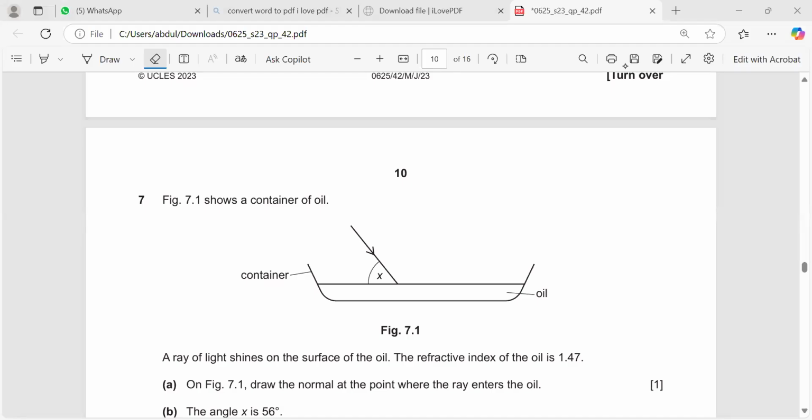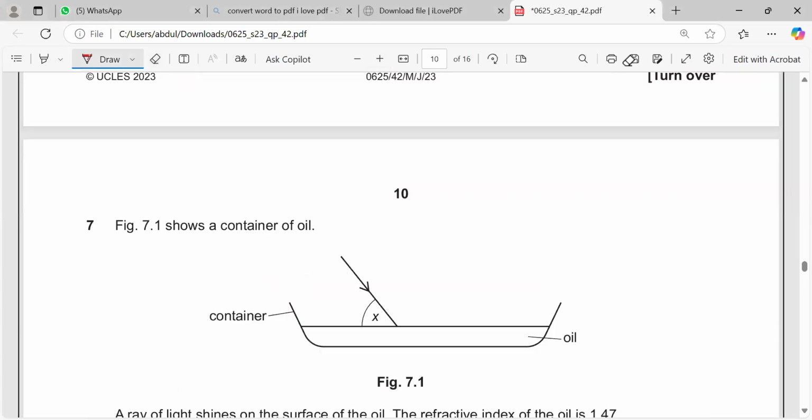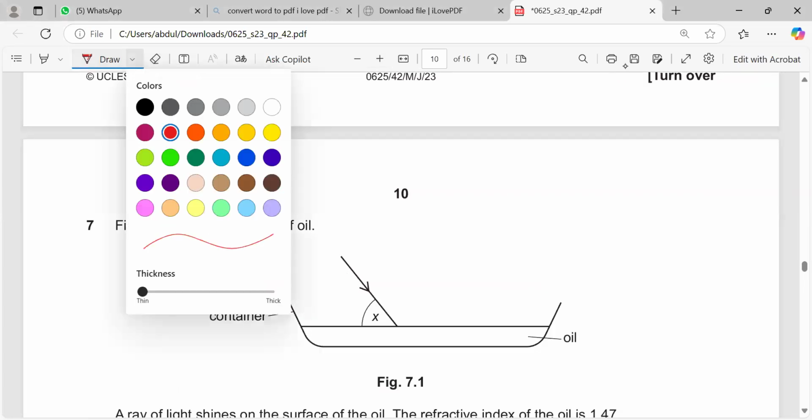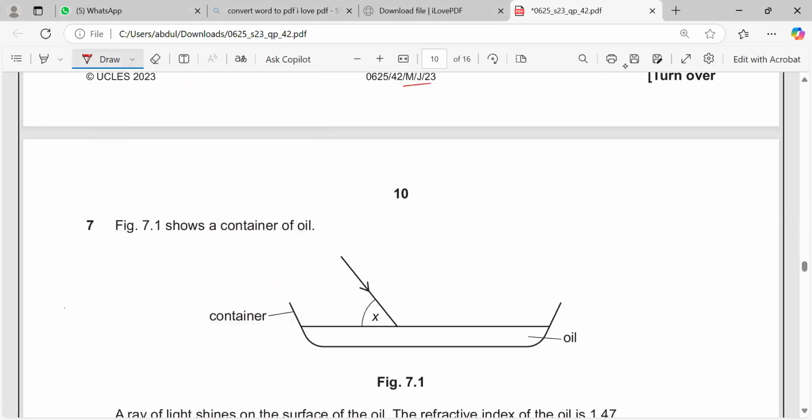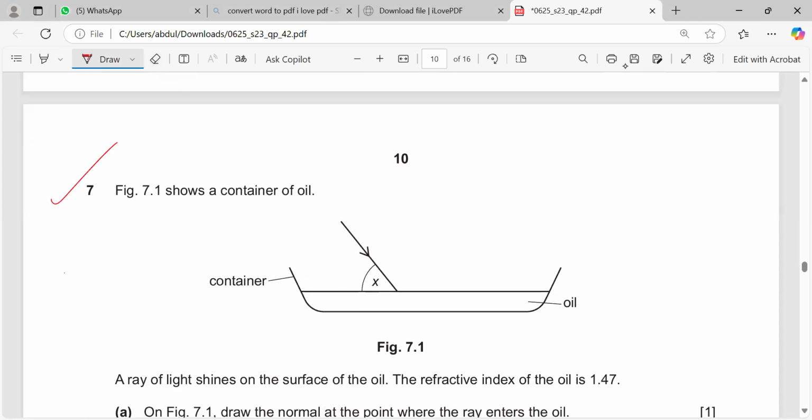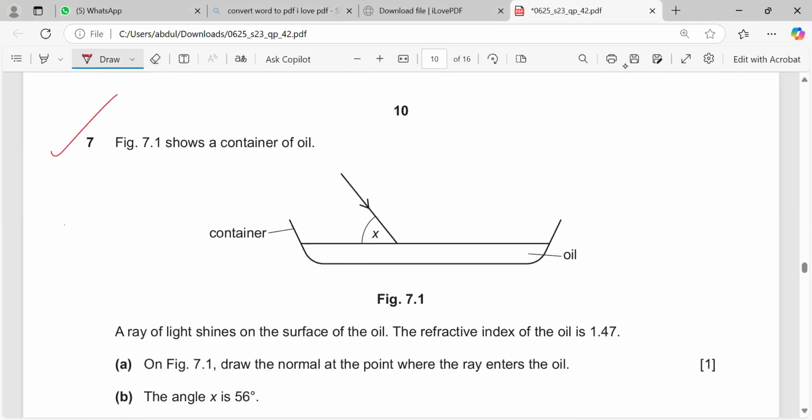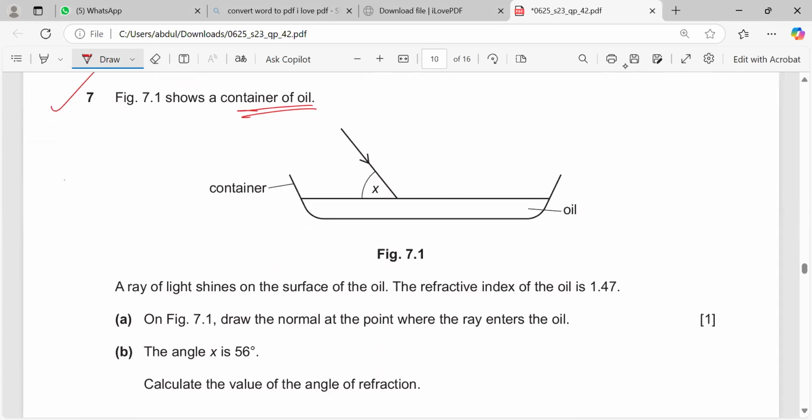Okay, dear friends, so physics of waves is under our discussion, and the question is from the May-June 2023 paper, paper 4 variant 2, and question number 7 is under our discussion right now. Figure 7.1 shows a container of oil. You can see a ray of light shines on the surface of this oil. The refractive index of the oil is 1.47.